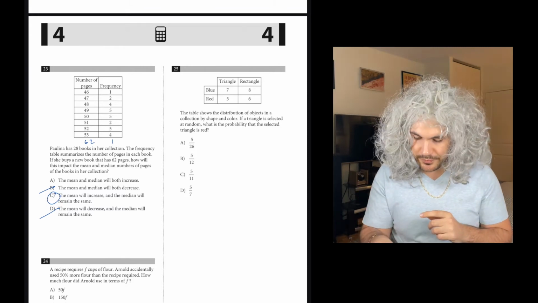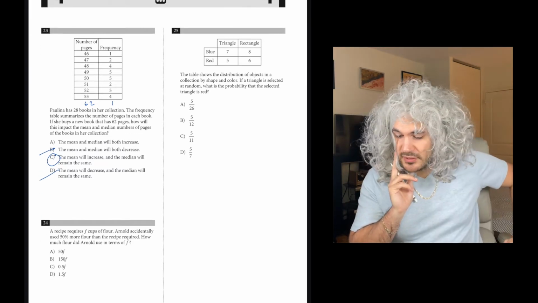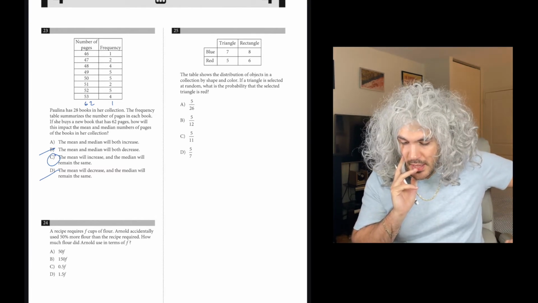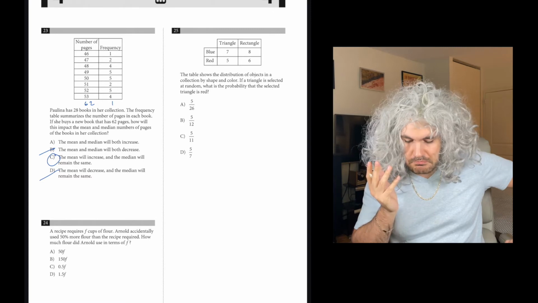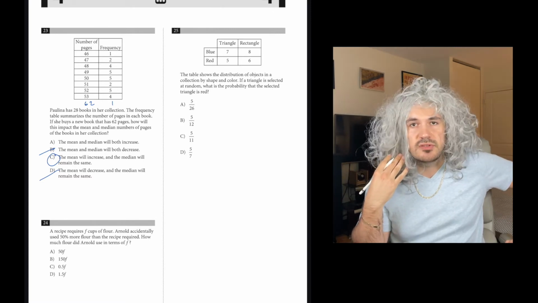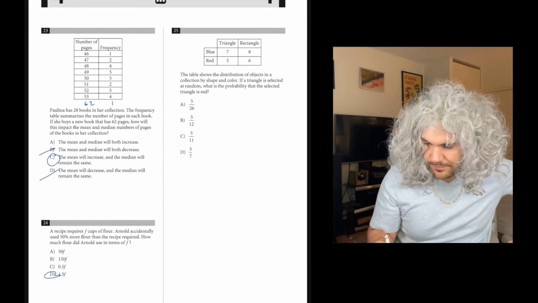Cool. Number 24. A recipe requires F cups of flour. Arnold accidentally used 50% more than the recipe required. How much did he use in terms of F? Super simple. If you use 50% more, that means he used 1.5 times the original amount, which would be 1.5F.